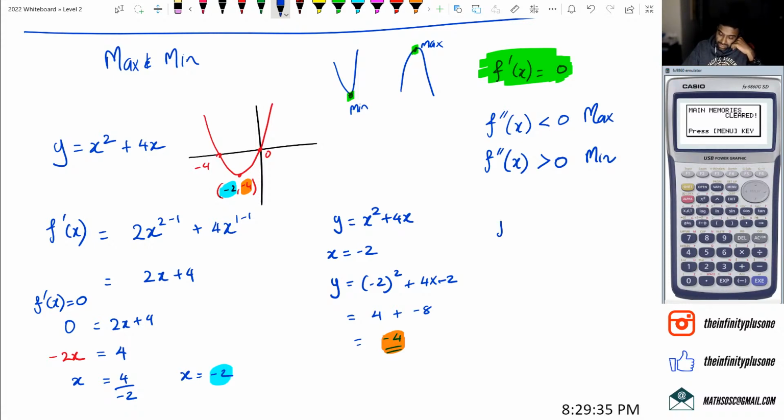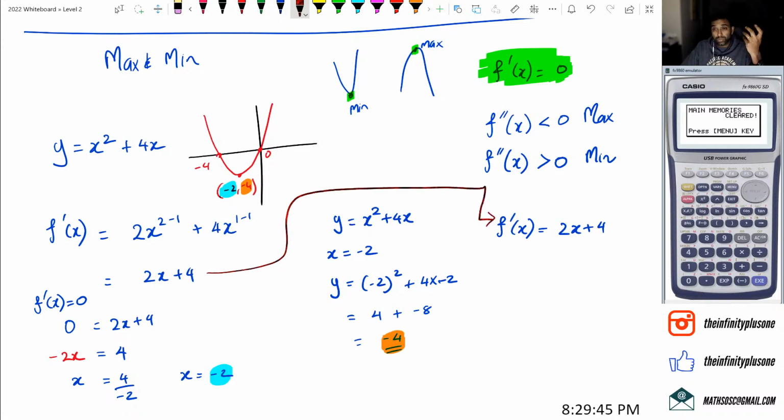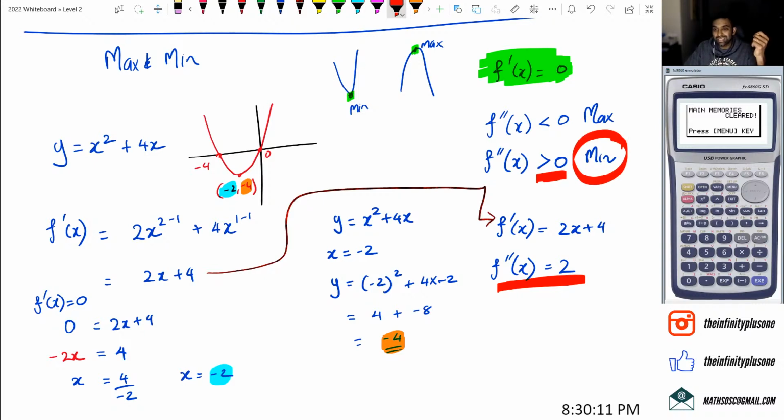Well, let's have a look at f dash of x. F dash of x is equal to 2x plus 4. And remember, we already did that because I am getting this from here. F dash of x equals 2x plus 4. When I differentiate this one more time, I'm going to get f double dash of x. And when I differentiate 2x plus 4, the 4 disappears. You've got 2x, which differentiates to 2. And at this point, I can see that this number 2 is actually bigger than 0. Therefore, this point is a minimum point.